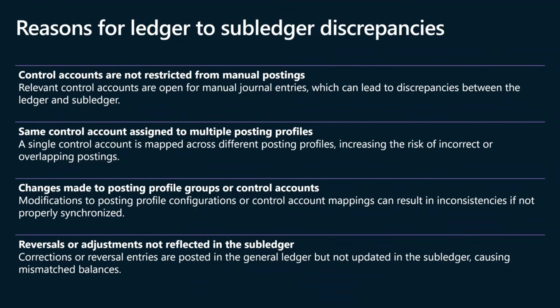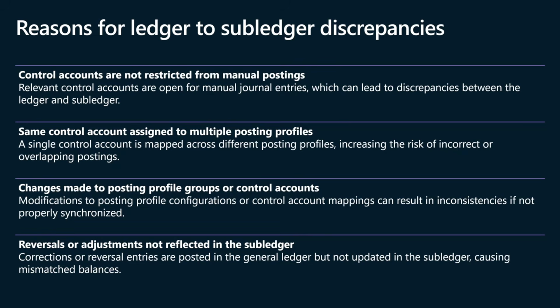Based on what we have researched, there are several reasons. The first reason is that control accounts are not restricted for manual postings. The accounts which are part of the posting profiles are control accounts, and they should be restricted for manual postings. But we have seen instances where the control accounts are not restricted, and we end up posting only in the ledger and not in the sub-ledger.